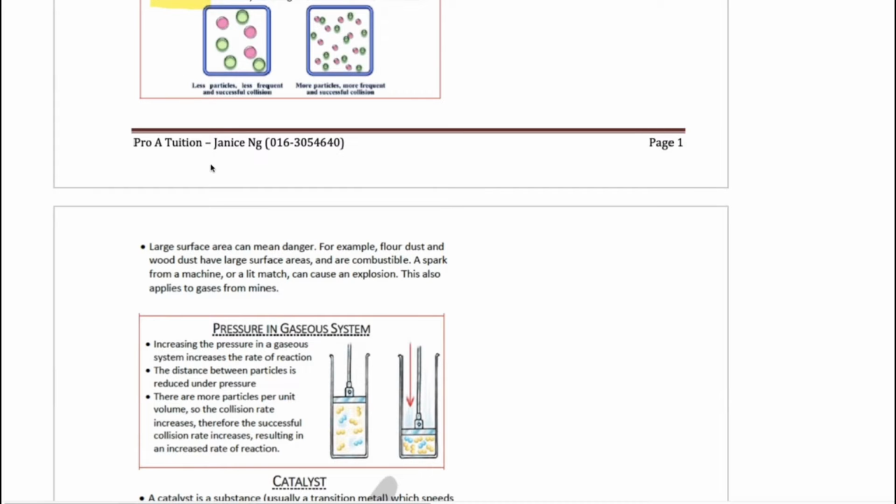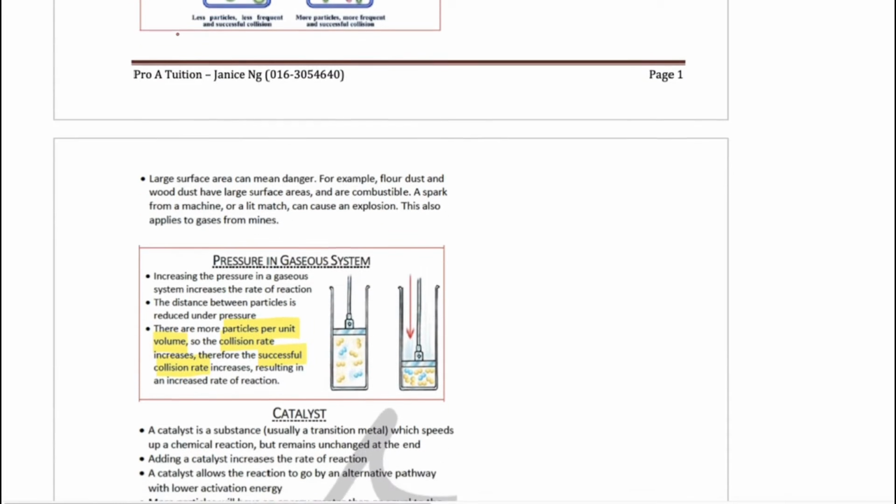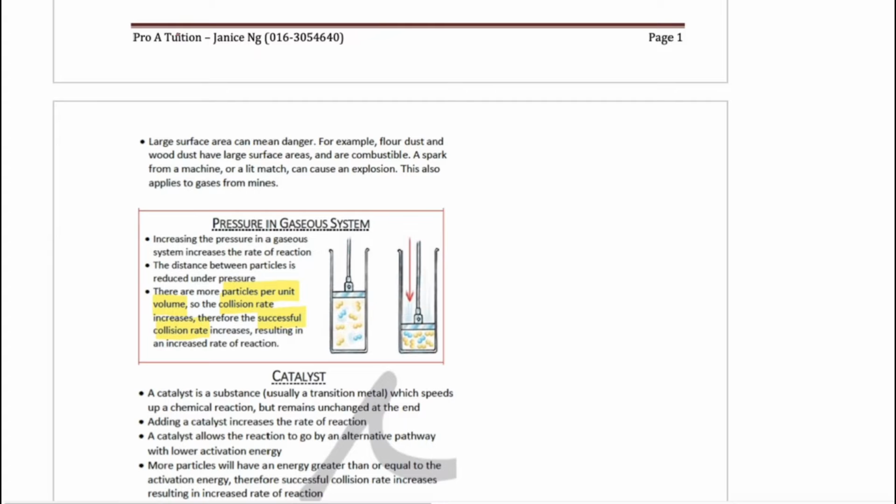So as you can see, we use the same keyword again, particles per unit volume. Then collision rate first, then successful collision rate. And those are the keywords. Okay. So we have done the four factors: concentration, temperature, particle size, and pressure. Pressure is for gas. Four factors that affect the rate of reaction.